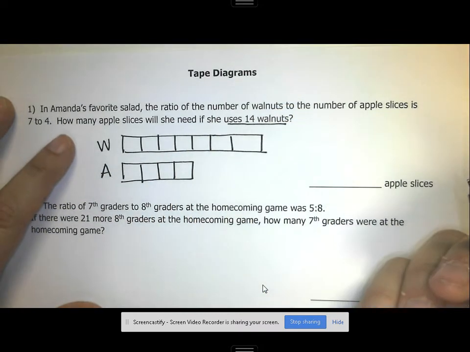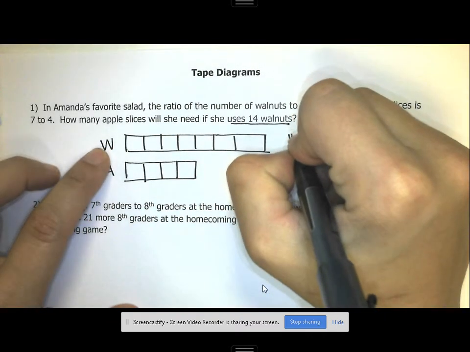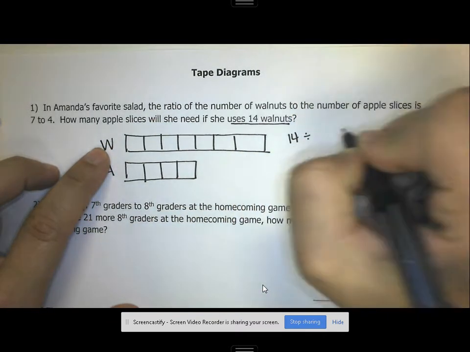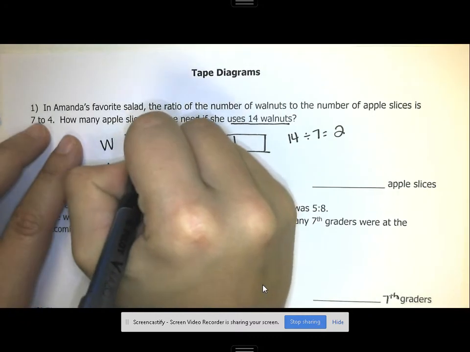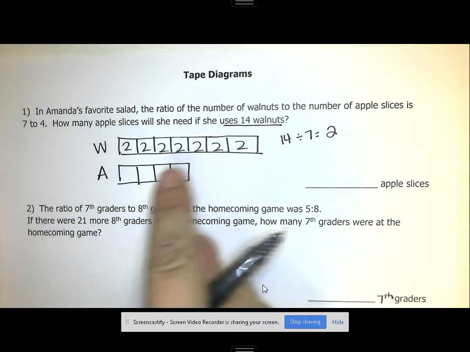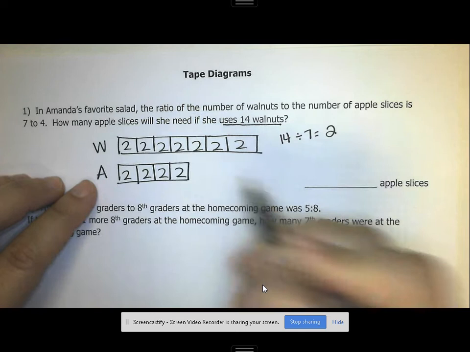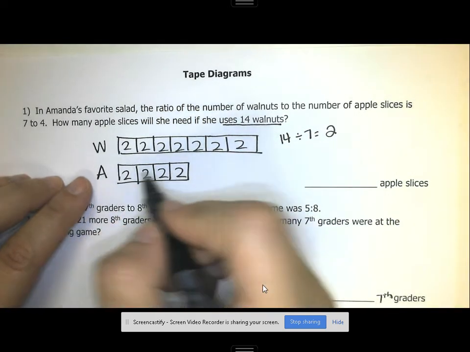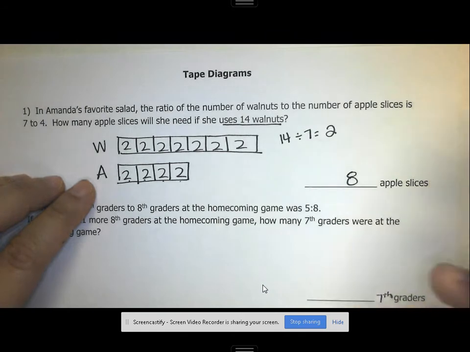So 14 walnuts. There are 7 boxes for walnuts, and I need to take my 14 walnuts and divide them up evenly into the 7 boxes. So that means there needs to be 2 walnuts in each of the boxes. Whatever number goes in the boxes needs to be uniform throughout. So I need to put that same number in for apples. How many apple slices are there? 2, 4, 6, 8. 8 apple slices.